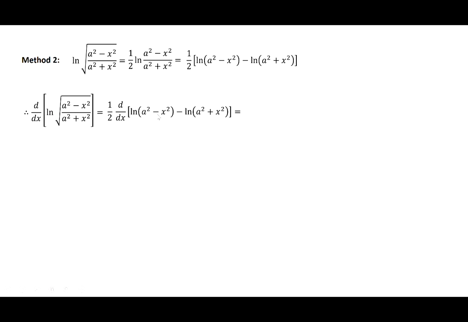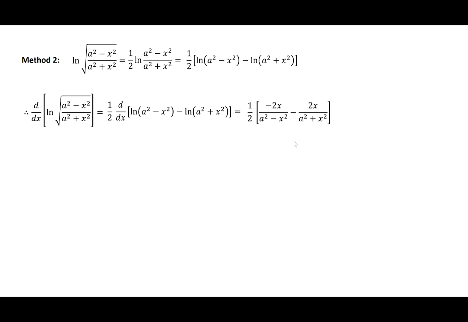Natural log of a square minus x square: the derivative is 1 over a square minus x square times negative 2x. What's that? The derivative of a square minus x square. Similarly, natural log of a square plus x square: the derivative is 1 over a square plus x square times the derivative of a square plus x square itself, which is 2x. That's what I wrote here.